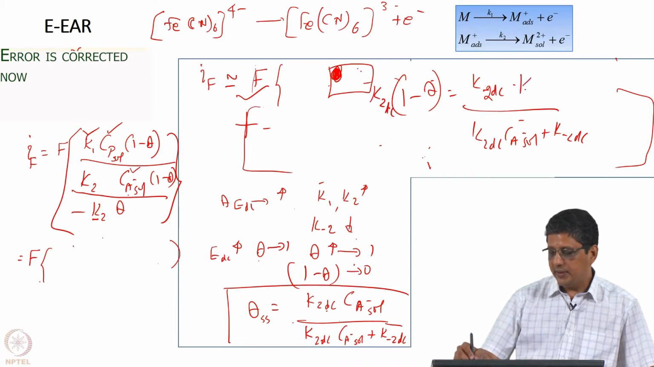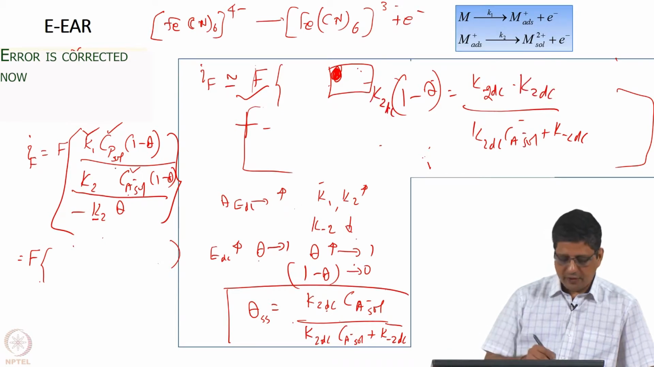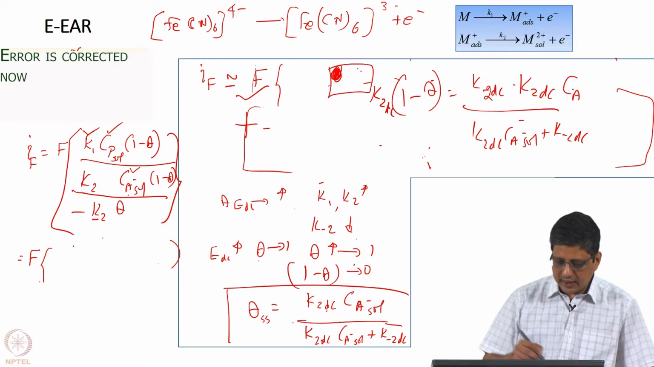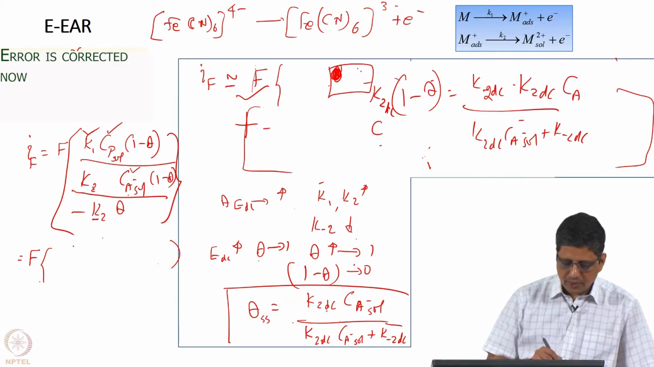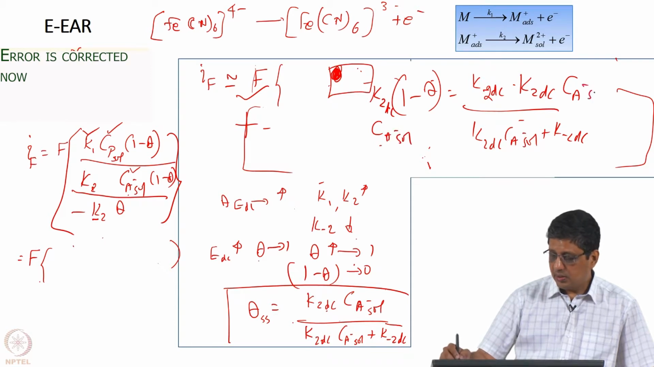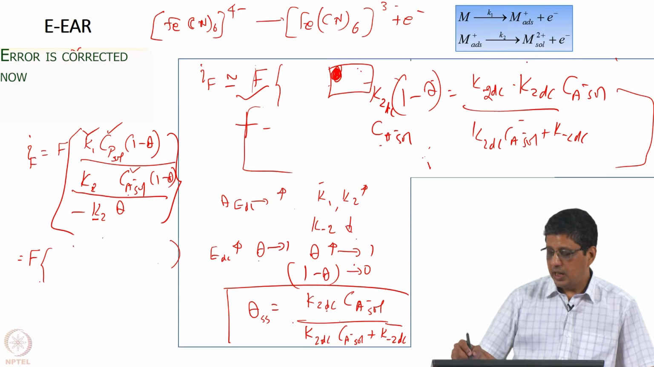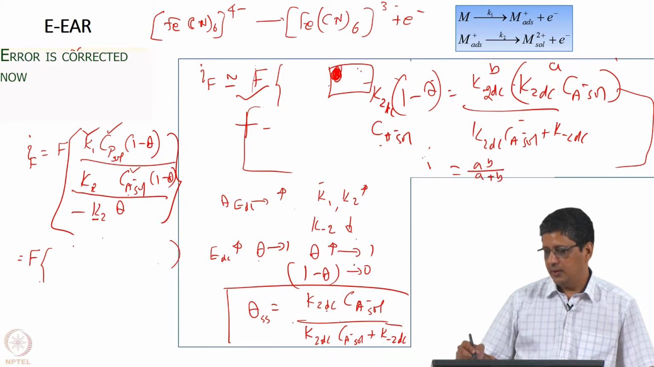K2 into 1 minus theta is going to be K2 DC. In fact, we will keep the Ca. The rate of the second reaction is K2 Ca solution, correct. I am going to call this A, this B. So, it is basically AB by A plus B, yes.